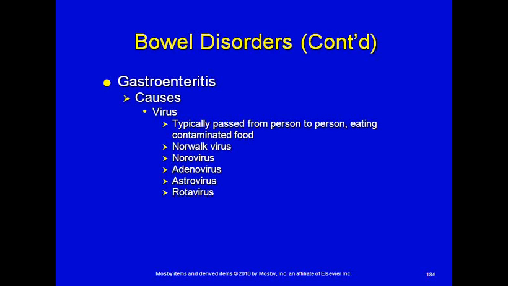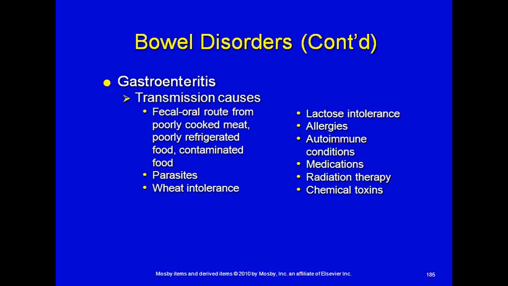So it's oftentimes very difficult to determine what type of bowel disorder a person has. Gastroenteritis is caused by a virus. It's typically passed from person to person after eating contaminated food. So that might be your key in the history, is that a person maybe consumed some food at a buffet, which is typically where these viruses love to hang out, like the Norwalk virus, the norovirus, the adenovirus, the astrovirus, and the rotavirus. They're all viruses that certainly can cause the bloody diarrhea, the abdominal cramping, and that sort of stuff if consumed or passed from person to person eating contaminated food.